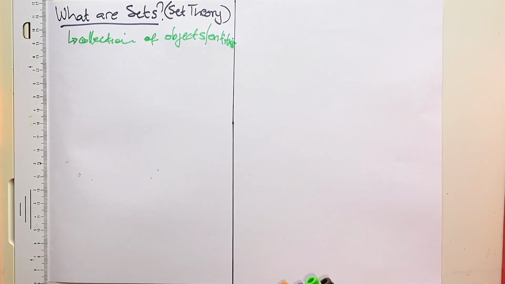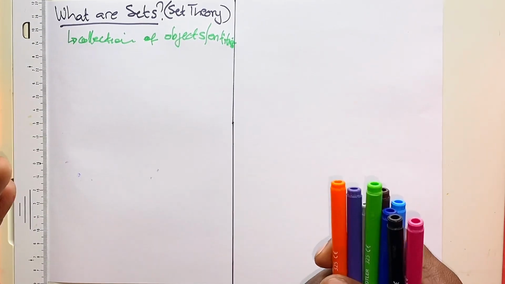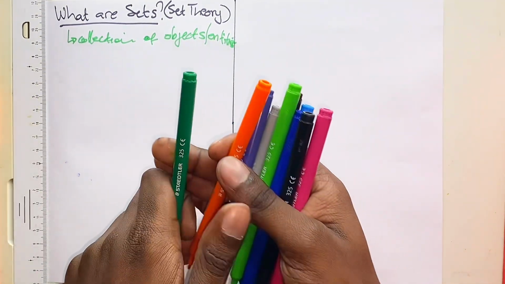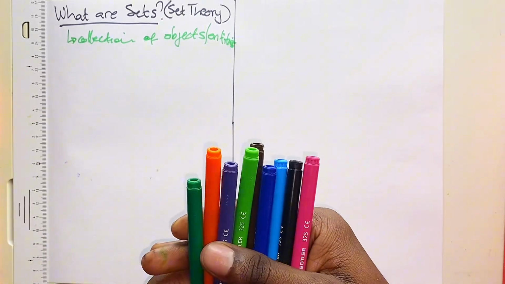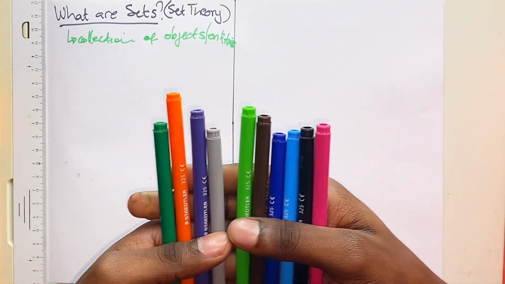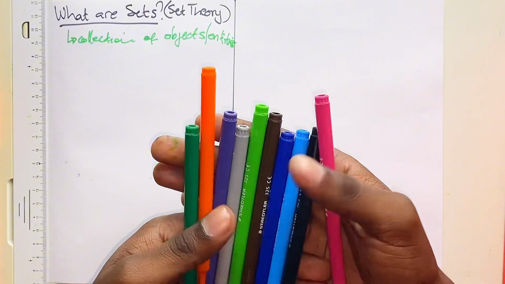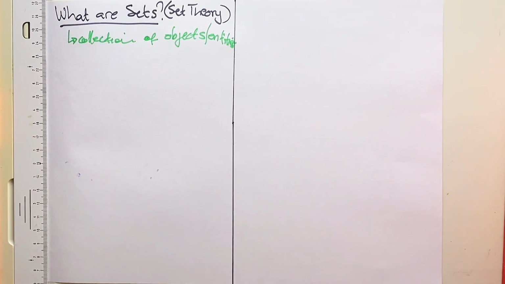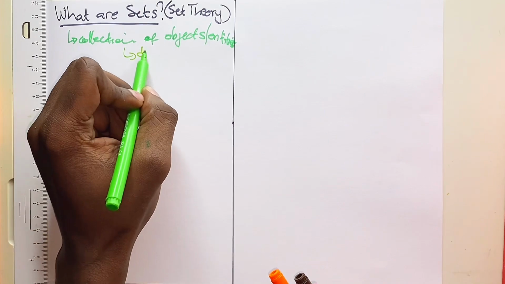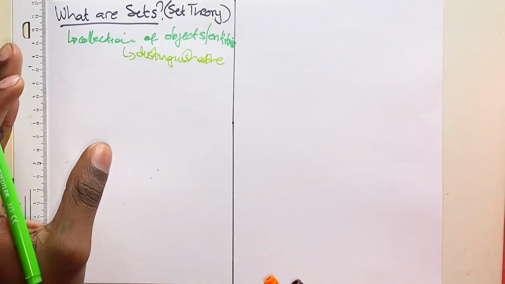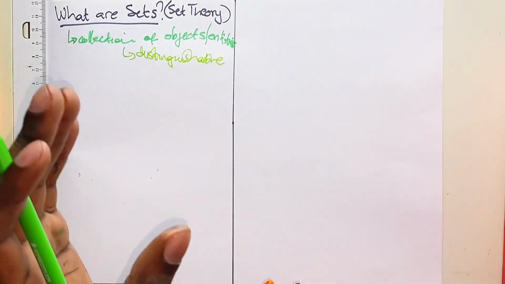Now, by saying collection of objects, I know I'm talking statistics, but that is actually what it really means. In my hand here, I have a collection of colored pens. Because these colored pens are distinguishable and you can see them, you can name them, we can call this a set. In statistics, a set is a collection of distinguishable objects or entities.